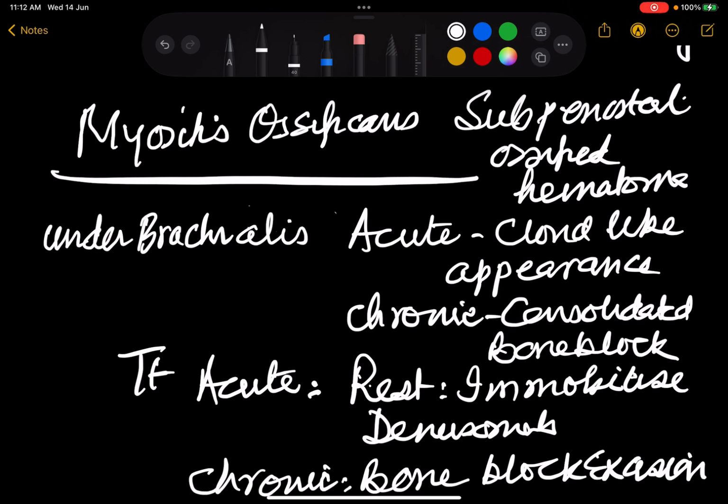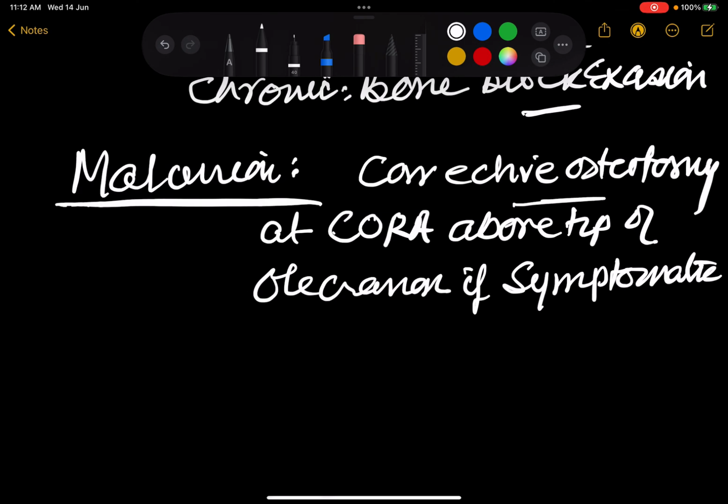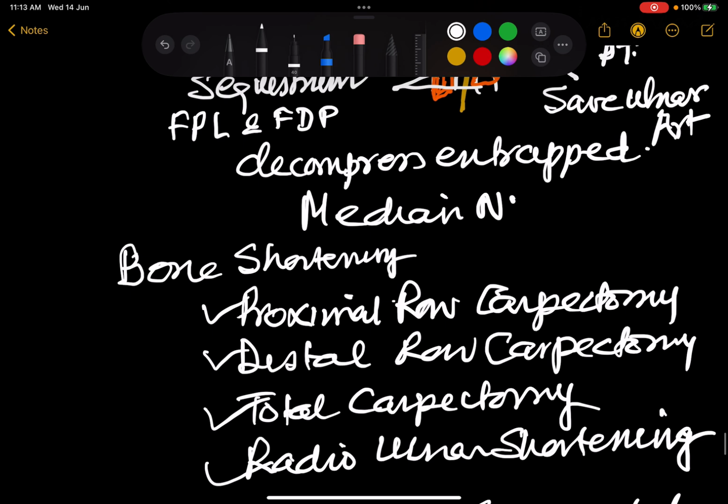Then myositis ossificans is a subperiosteal calcified hematoma. This is the definition. This happens under brachialis. In the acute phase, there is a cloud-like appearance. In the chronic phase, there is a consolidated bone block. In the acute phase, you rest and immobilize. In the chronic phase, you resect the bone block. For malunion, you do a corrective osteotomy at the CORA above the tip of the olecranon if that is symptomatic. So this covers the elbow.